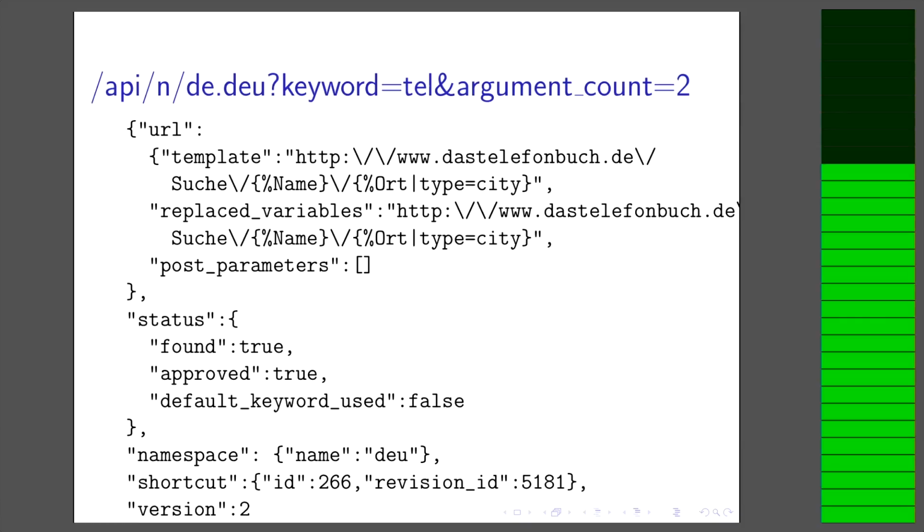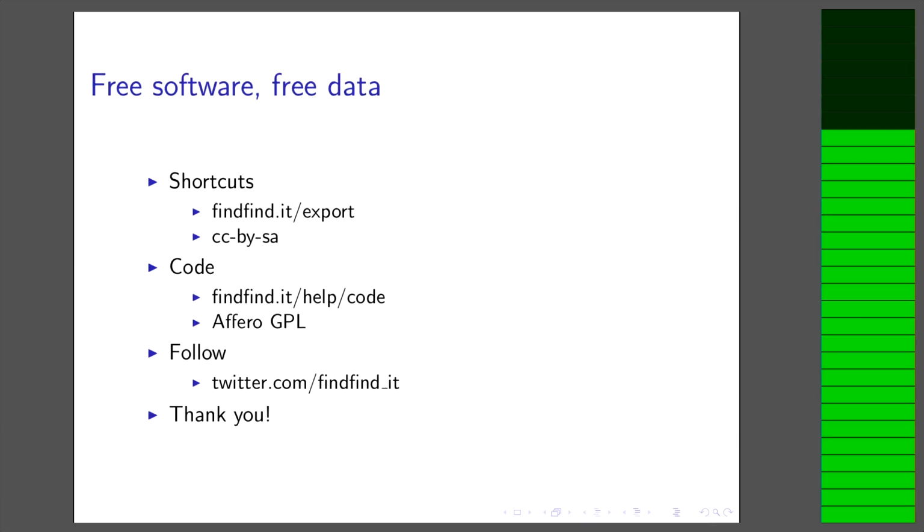And there's also an API. So in case you say, I don't want to give all my search queries to a foreign server, you can build your own parser. You can ask the API and just send, okay, keyword equals tel, argument count equals 2, give me the URL template, and then you can get this JSON and fill in the URL with your search arguments by yourself. And it's free software and free data. The shortcuts are licensed under Creative Commons. The code is licensed under the Affero GPL.